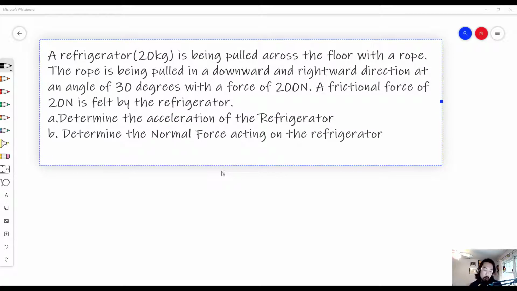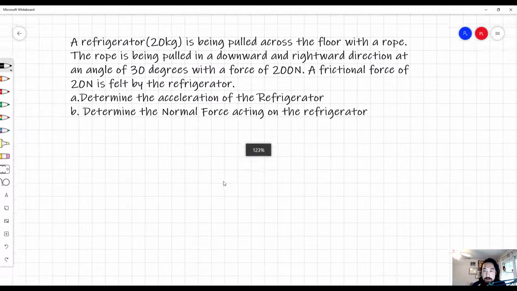In this video, we are going to be doing an angled forces problem. Alright, let's begin. So this problem says a 20 kilogram refrigerator is being pulled across the floor with a rope. The rope is being pulled in a downwards and rightward direction at an angle of 30 degrees with a force of 200 newtons. A frictional force of 20 newtons is felt by the refrigerator. We need to determine the acceleration of the refrigerator and the normal force of the refrigerator.